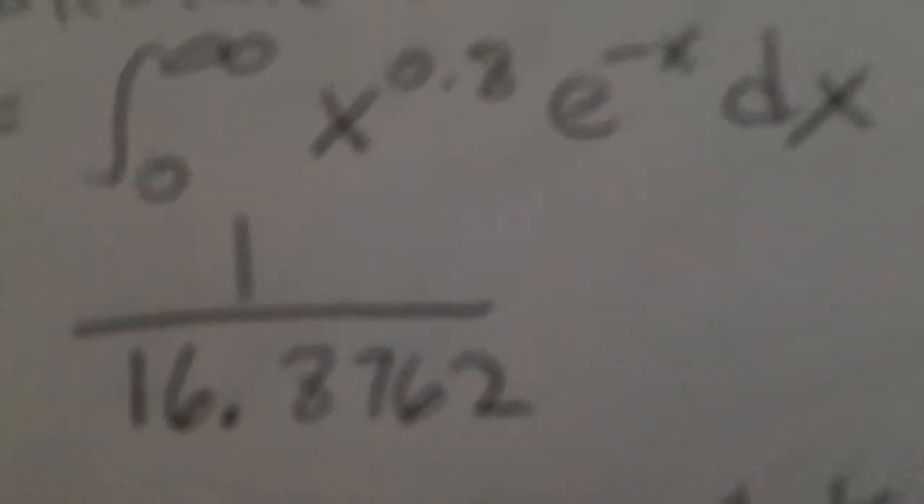So if you were to go ahead and plug this into your calculator and do the integration, you would end up getting the 0.931384 that I've listed up here, and then you can just plug that in and multiply it by 5 to the 1.8 to get our 1 over 16.8762. Okay.